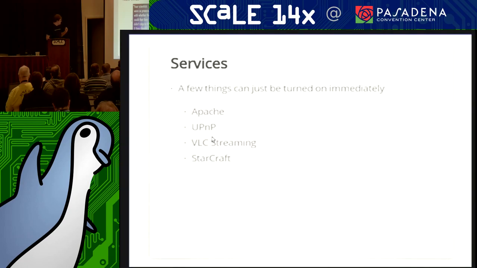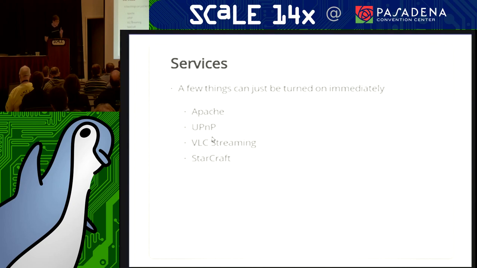Okay, so if you have your friends and you turn on all these services, once you have an overlay network with a flat IP space, there's a few things you can just immediately start doing. Like you can just run Apache. You can use UPnP streaming really easily. If anybody wants to VLC stream a movie, they can, right? Oh, are you over there? I'll just stream it to you or something like that, which is almost more fun than useful. Also, for anybody who still plays StarCraft like me, you can play StarCraft over this, which is pretty sweet.